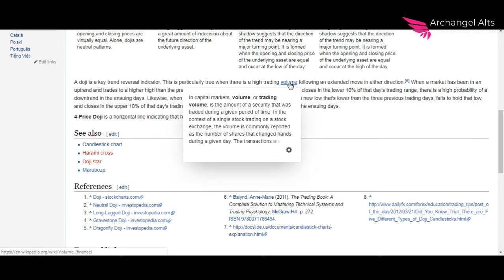In fact, what do they say about volume? In capital markets, volume or trading volume is the amount of a security that was traded during a given period of time. In the context of a single stock trading on a stock exchange, the volume is commonly reported as the volume of shares that changed hands during a given day or minute or hour.